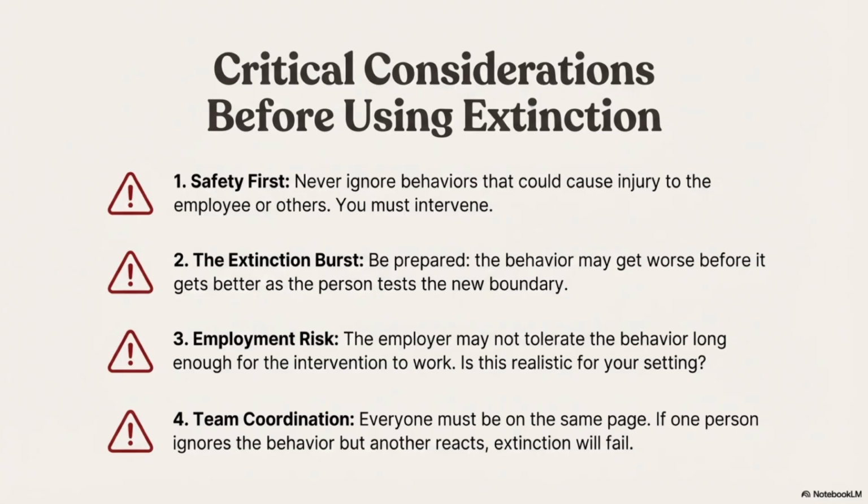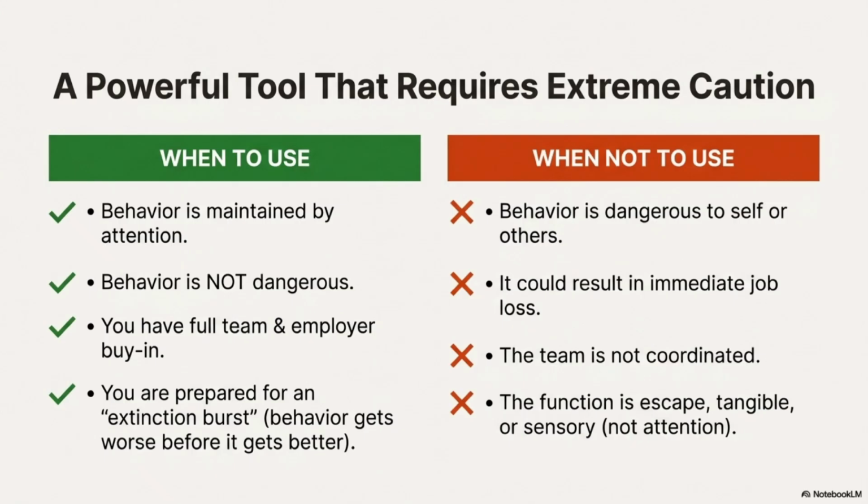Employment risk. Unfortunately, ignoring inappropriate behavior may result in the person losing their job before the behavior is modified. In some employment settings, extinction is not realistic because the employer won't tolerate the behavior long enough for the intervention to work. Team coordination. Everyone needs to be on the same page. If you're ignoring a behavior but coworkers are still reacting to it, extinction won't work. The behavior is still being reinforced.